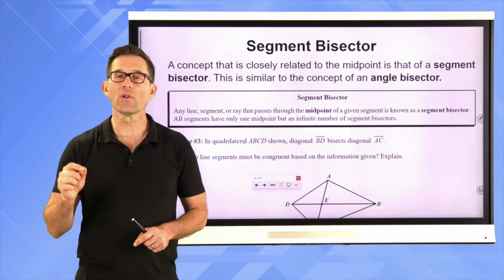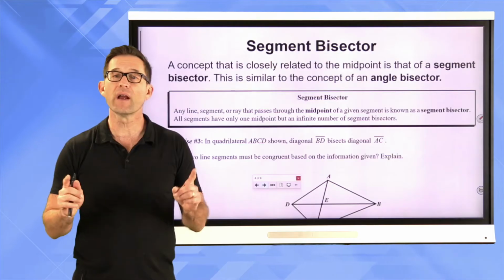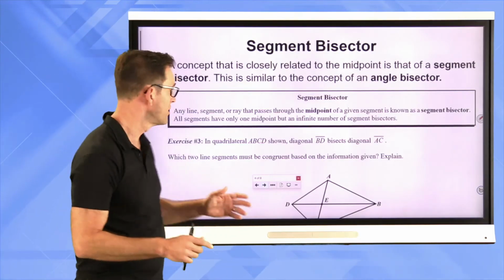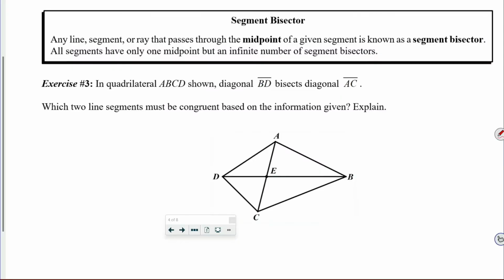All right, now let's talk about a segment bisector. A concept that is closely related to the midpoint is that of a segment bisector, and it's very similar to an angle bisector. Segment bisector: any line, segment, or ray that passes through the midpoint of a given segment is known as a segment bisector. All segments have only one midpoint, but an infinite number of segment bisectors.